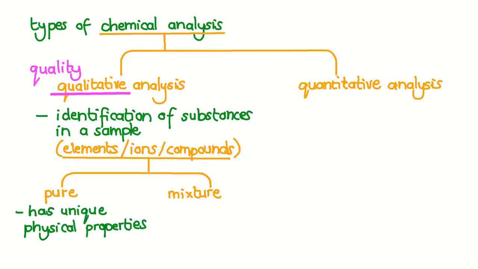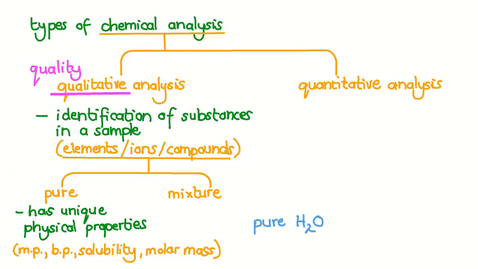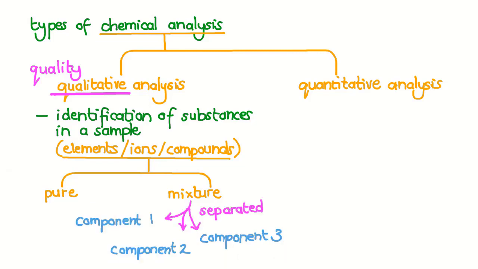A pure sample has unique, characteristic physical properties. For example, melting point, boiling point, solubility, and molar mass. Let's think of pure water. We know that it appears colorless with a faint hint of blue, and that it boils at exactly 100 degrees Celsius at 1 atmosphere pressure. In this way, we can identify pure water. Impure or contaminated water samples will boil at temperatures slightly higher than 100 degrees Celsius. Mixtures, on the other hand, first need to be separated into their components, and then these components can be identified.